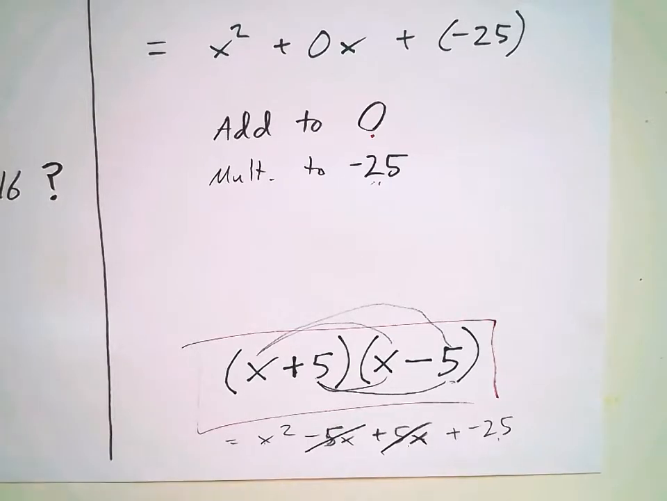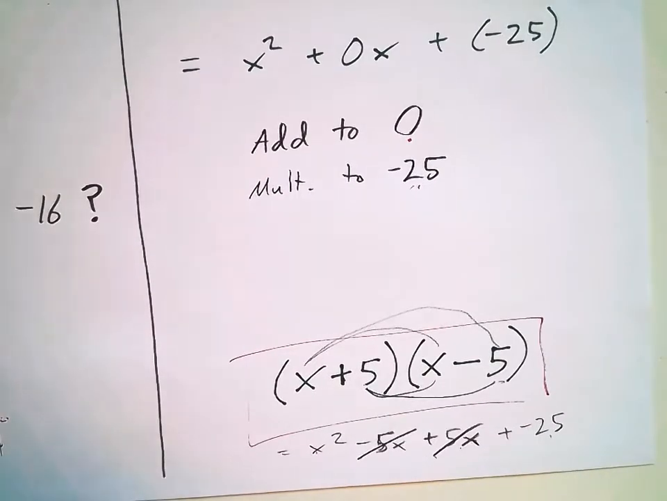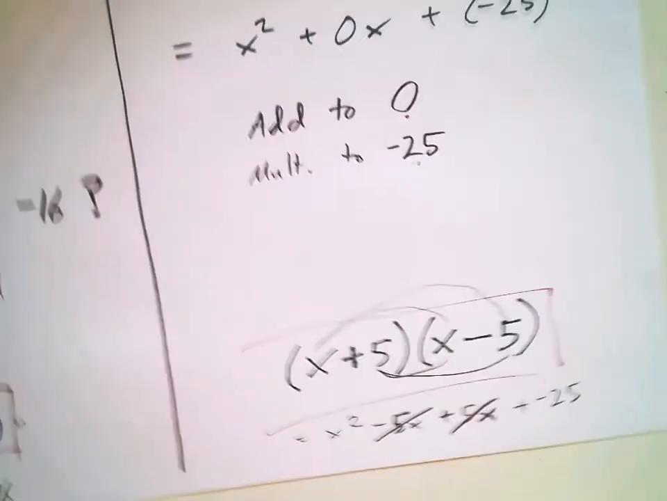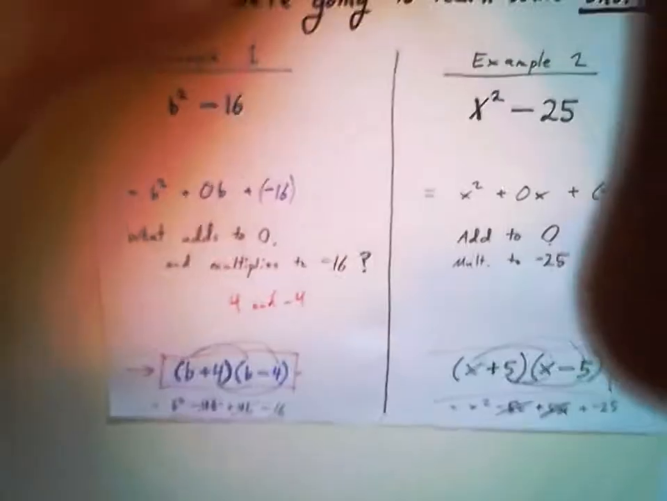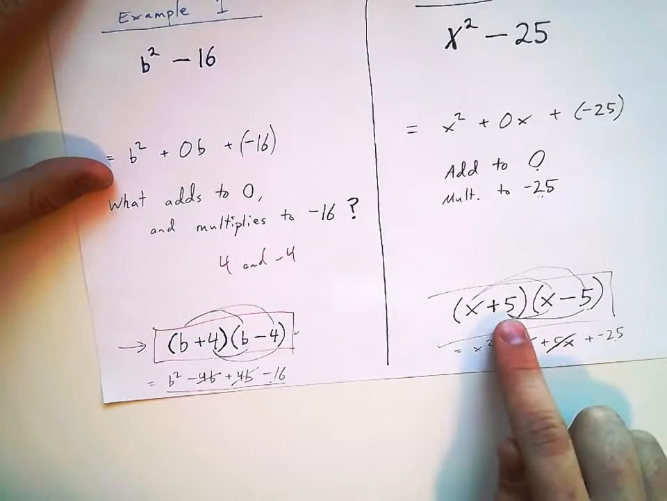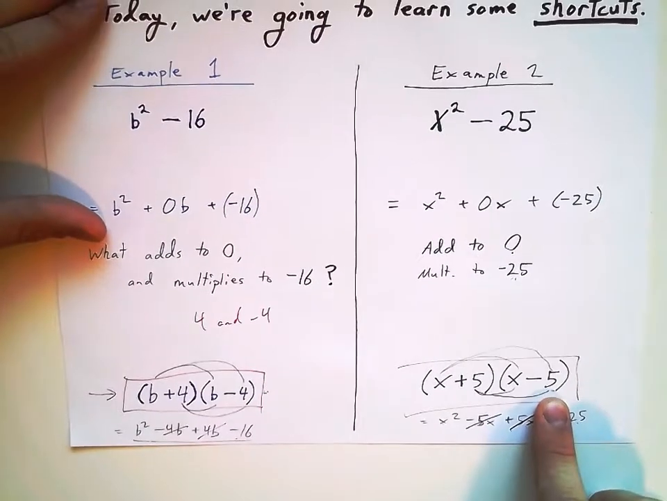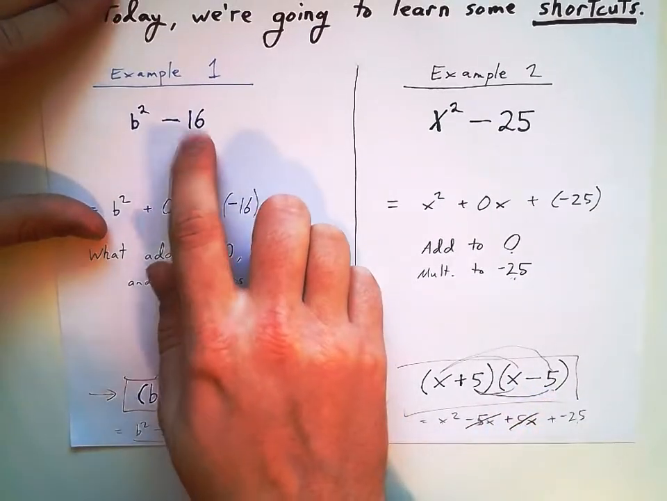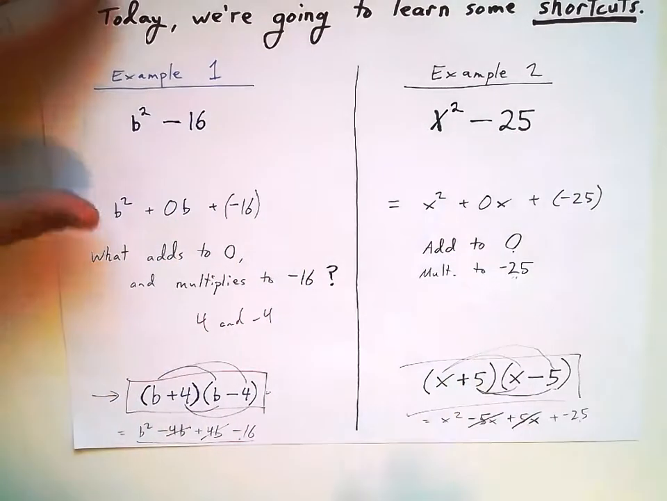So there's a pattern going on here which will lead to our shortcut. And the pattern is, we have plus 4 and minus 4. We have plus 5 and minus 5. So whenever you see a number squared right here with no middle term, you can use this shortcut.